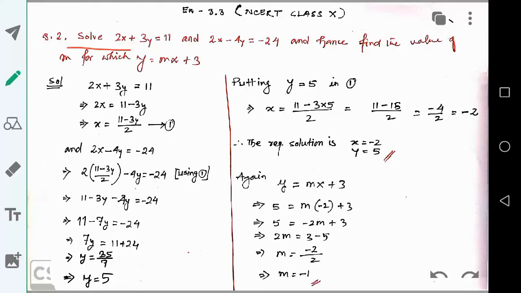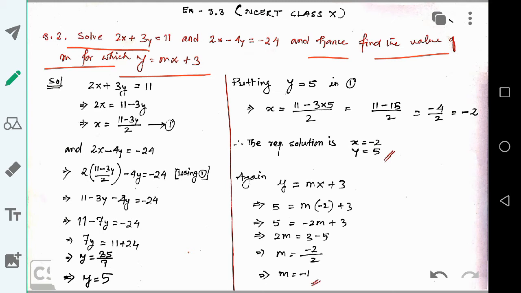Solve 2x + 3y = 11 and 2x - 4y = -24. Hence find the value of m for which y = mx + 3.